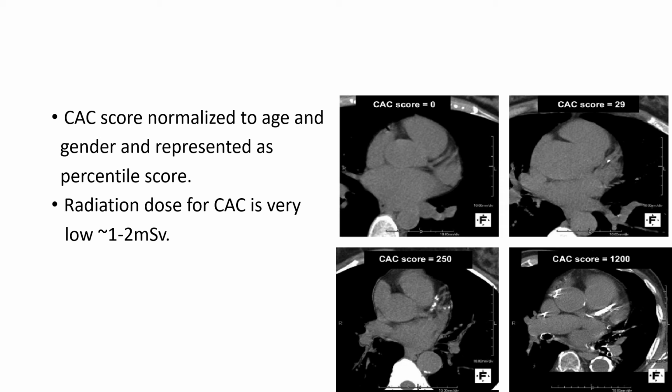And the radiation dose for calcium scoring is very low and is around 1 to 2 millisieverts. This is around the same amount as a normal X-ray. Here we have an image depicting the calcium score as it progressively goes higher. And we can see with 1200, there is marked calcification in all the arteries.